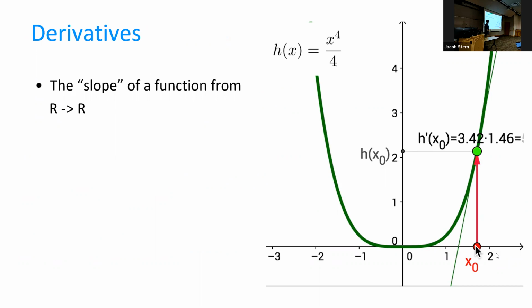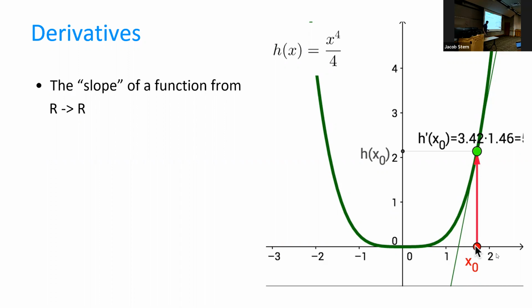It's on the board. The derivative, if you remember from calculus, you can think of as the slope of a function that goes from R to R. Now you may remember that notation from the linear algebra lecture, where R represents the real numbers, and so a simple function just goes from the real numbers to the real numbers.